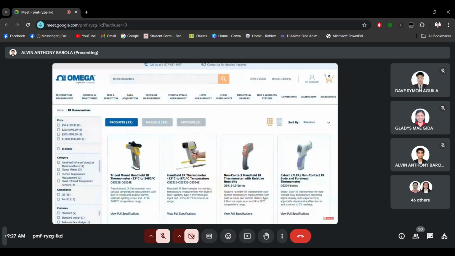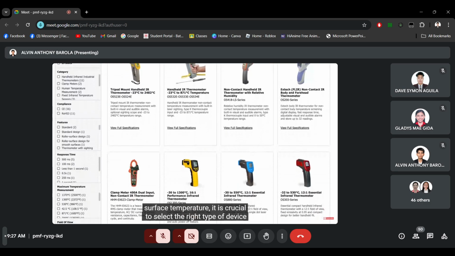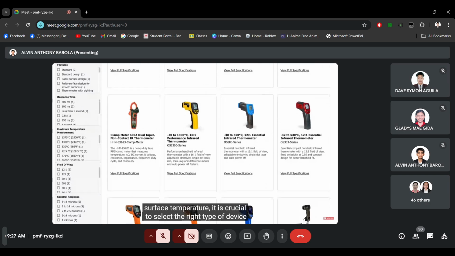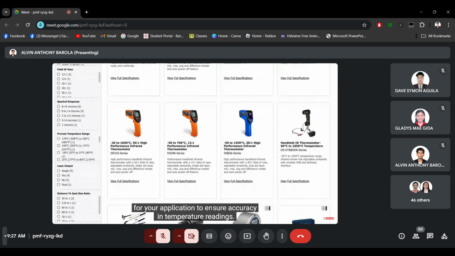While IR thermometers offer a convenient way to measure an object's surface temperature, it is crucial to select the right type of device for your application to ensure accuracy in temperature readings.